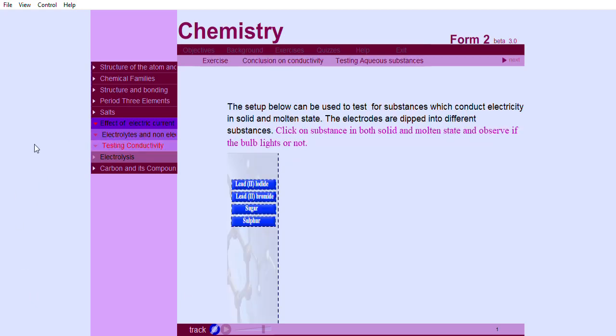The setup below can be used to test for substances which conduct electricity in molten state. The electrodes are dipped into different substances. Observe if the bulb lights or not.